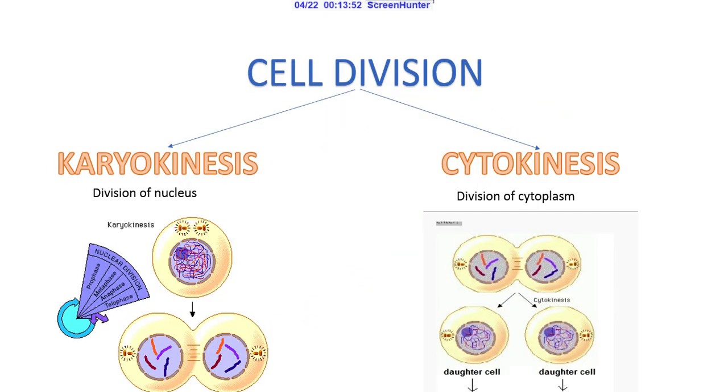So, today we will learn about cell division. So first, cell division is divided into two, which is karyokinesis and also cytokinesis. Karyokinesis is the division of the nucleus, as you can see here, while cytokinesis is the division of the cytoplasm, which is the split of the cytoplasm into two daughter cells.